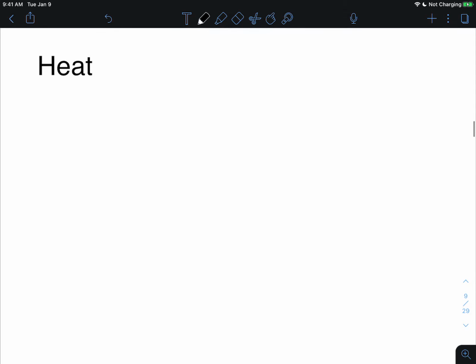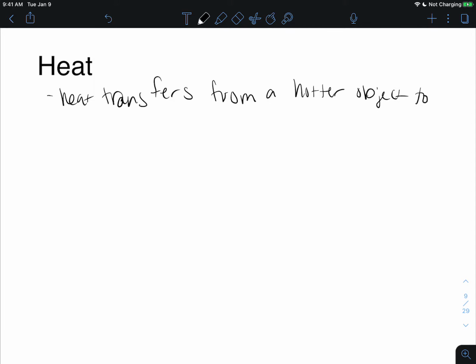Heat, this is the transfer of energy causing a change in temperature. And whenever we have heat transfer, it's always going to be heat from a hotter object to a cooler one. Okay. Heat itself is given the symbol Q. And then, of course, there is no heat energy if we're at 0 Kelvin.